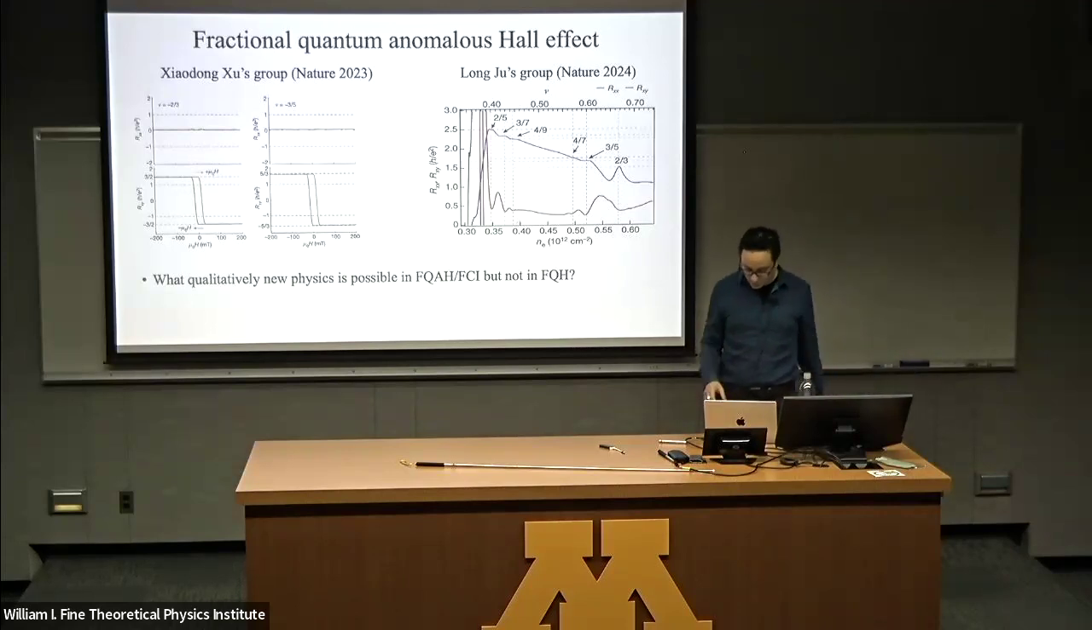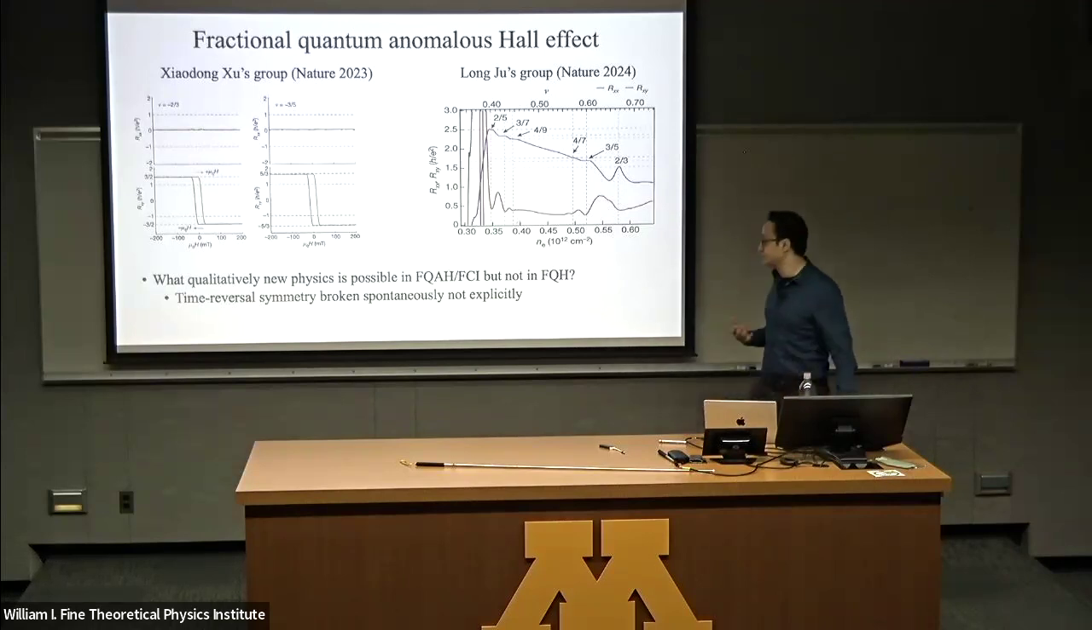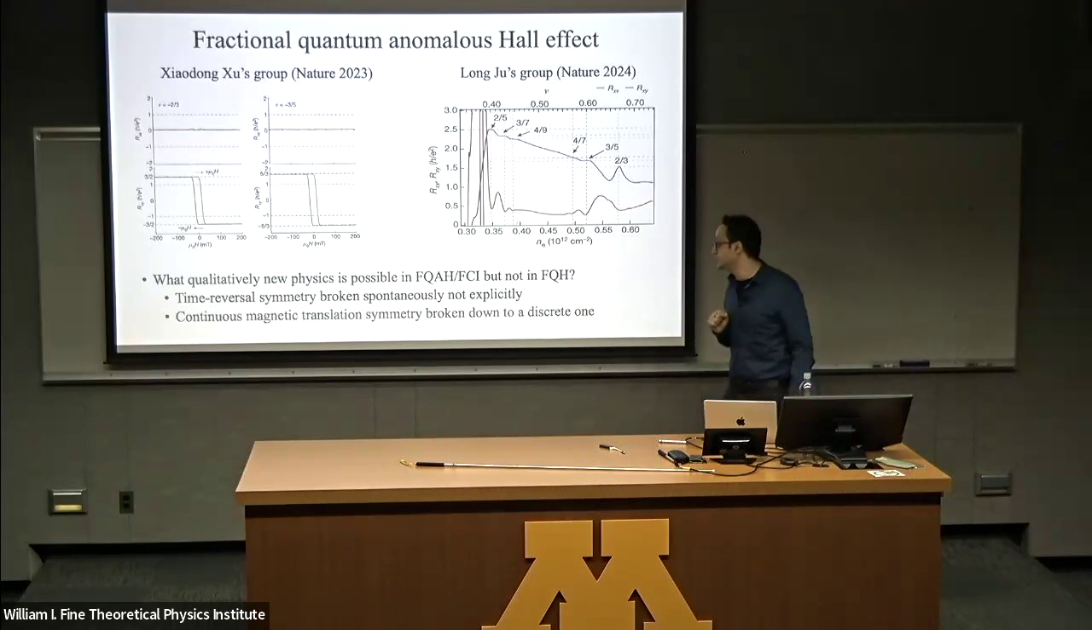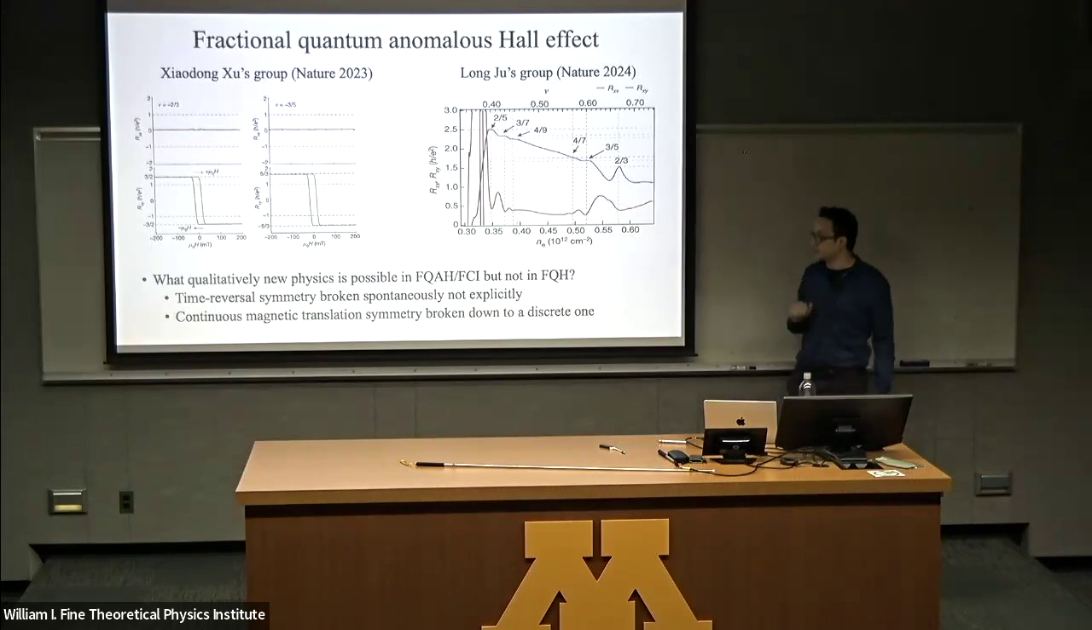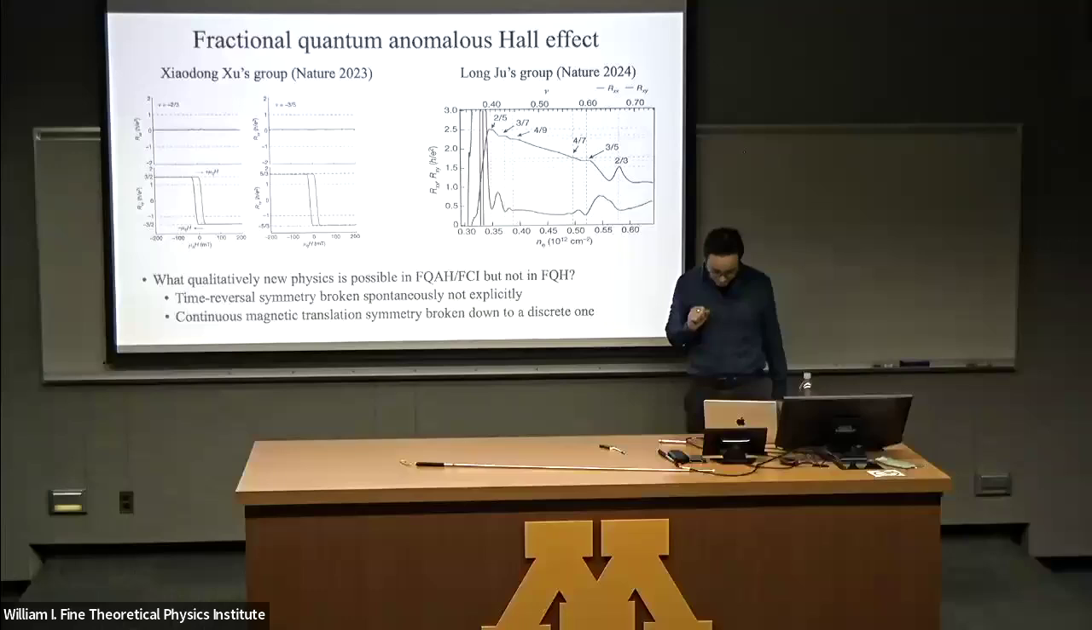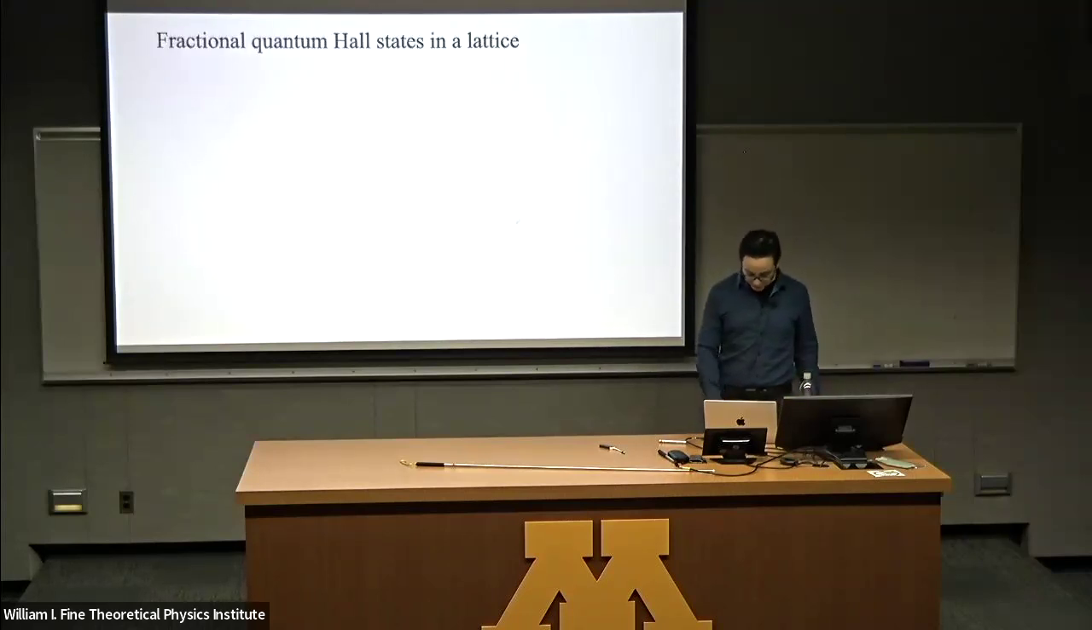And there are a few qualitative differences. For example, one of them is that time reversal symmetry is broken spontaneously rather than explicitly, and this could lead to interesting domain wall dynamics. But my main focus today would be on some other distinction, which is related to the fact that continuous magnetic translation symmetry gets broken down to a discrete one. So this turns out to have very far-reaching consequences for the dynamics of excitations in the system.